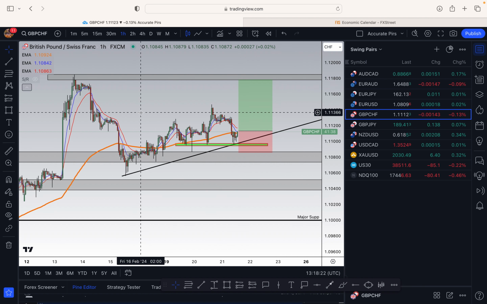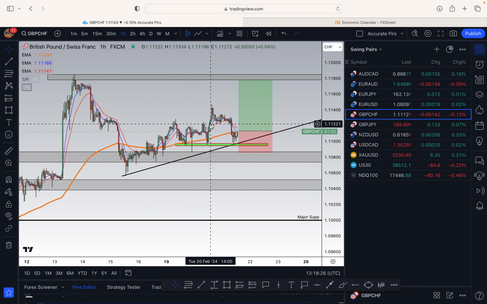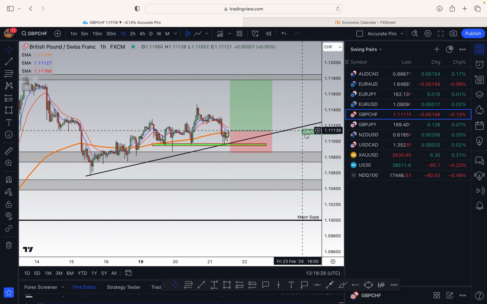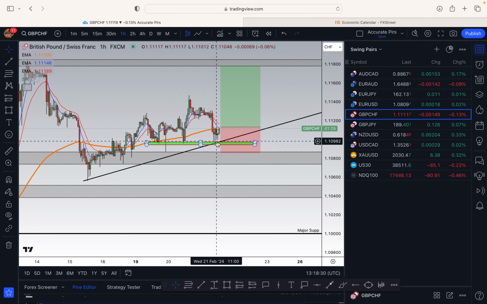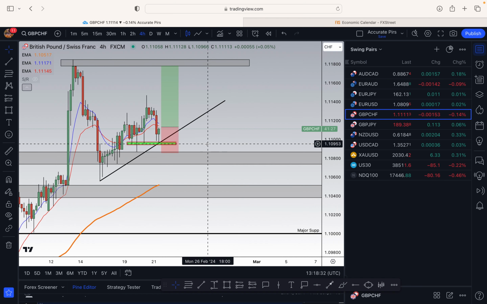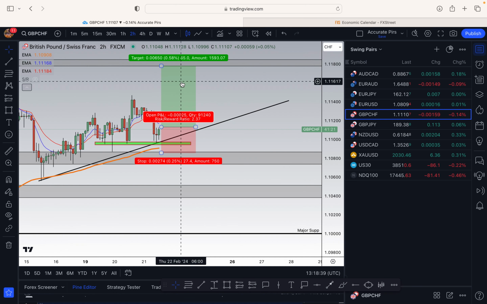So that's a nice setup there on GBP CHF that I'm giving to you live right there. So in the next half an hour, by the time this video uploads, this trade should be active. So I'll be definitely getting in that on GBP CHF, if the price action stays like that, then yeah, cool.